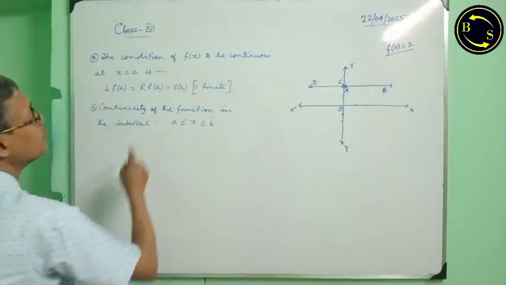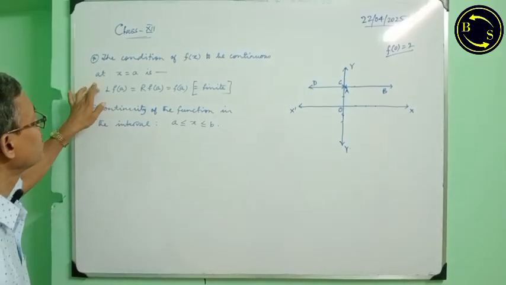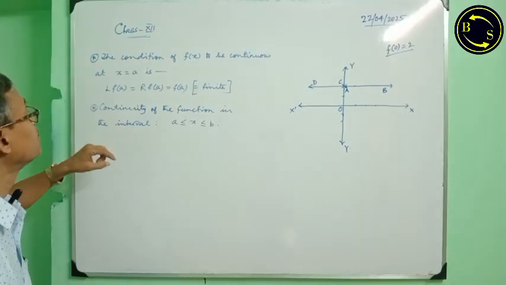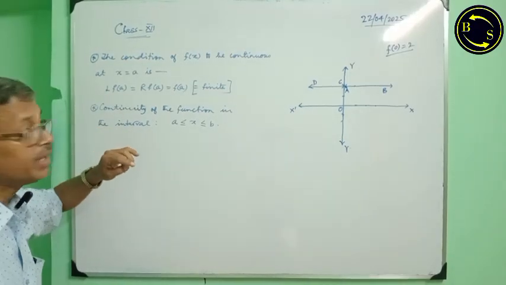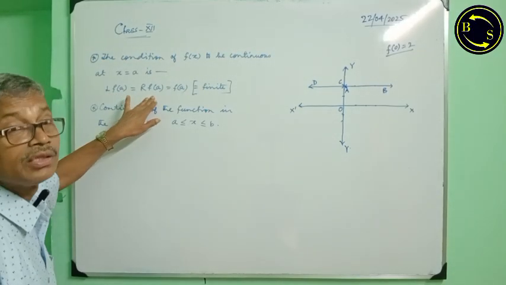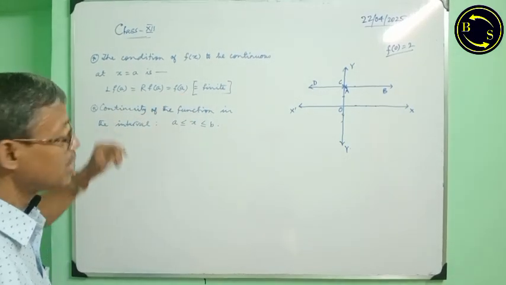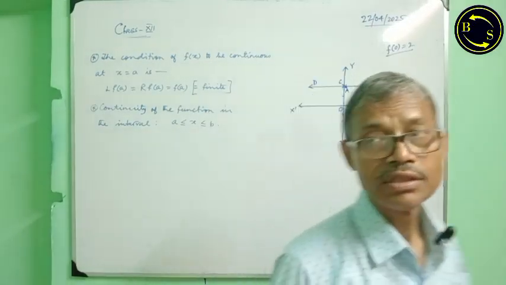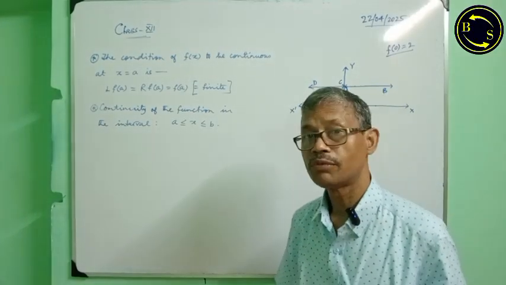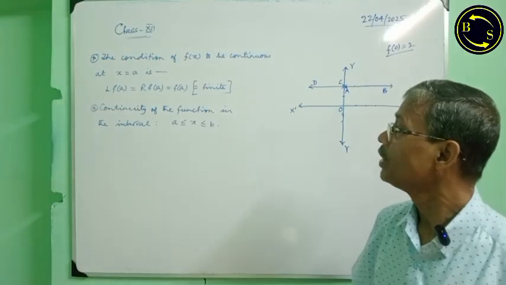Here I have first written the condition of continuity of the function f(x) at x equal to a. Already according to the discussion I made, the condition of continuity is left hand limit, right hand limit and value of the function at the point x equal to a. Left hand limit of the function f(x) as x tends to a minus, already you know, will be equal to right hand limit of the function f(x) as x tends to a plus, that will be equal to f(a).